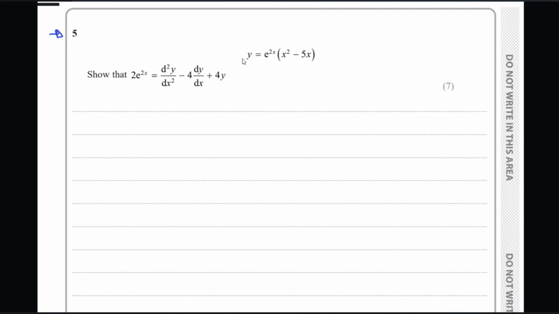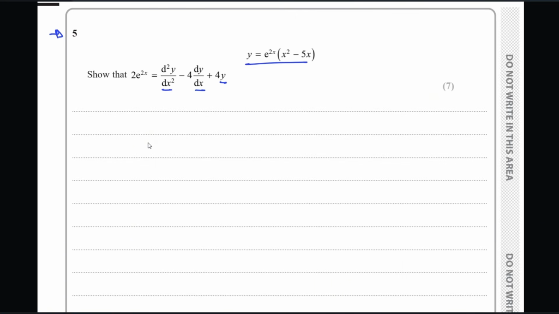Question number 5. We have the equation y equals e to the power 2x times, in brackets, x squared minus 5x. We need to show that 2e to the power 2x is equal to d squared y over dx squared minus 4 times dy over dx plus 4 times y. So we have y, dy over dx, and d squared y over dx squared. We have an expression for y. Let's find the expressions for dy over dx and d squared y over dx squared.